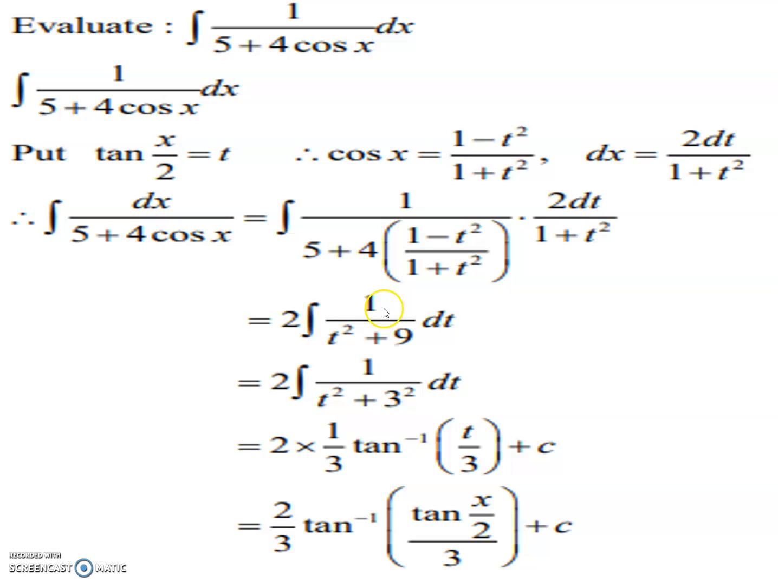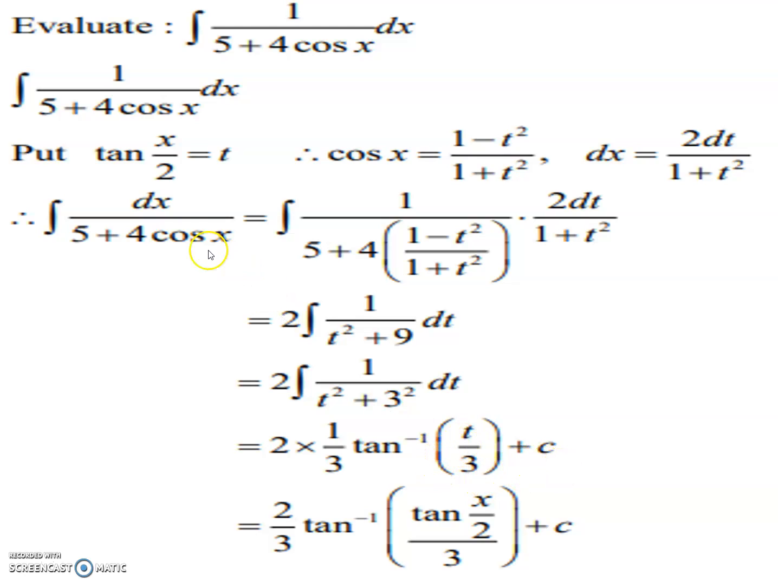So, we have the integration of 1 upon t square plus 9. What is the integration of 9? No, it is the integration of 1 upon t square plus 3 square. So, we have the integration formula: integration 1 upon x square plus a square is equal to 1 upon a tan inverse of x upon a. That's why we have a constant. A is 3, so 1 upon 3 tan inverse t upon 3 plus c.